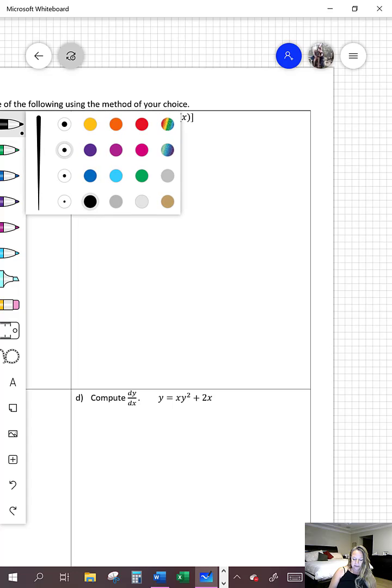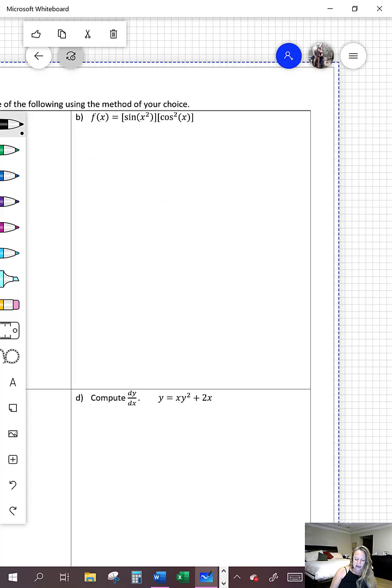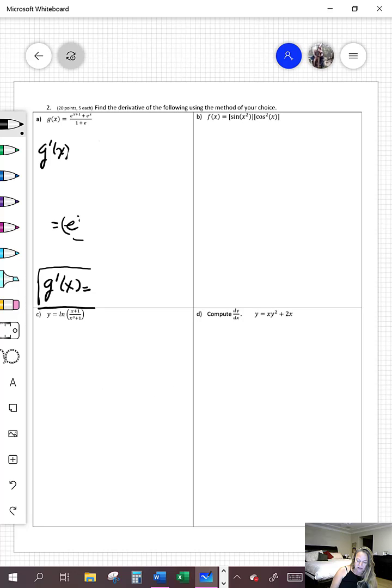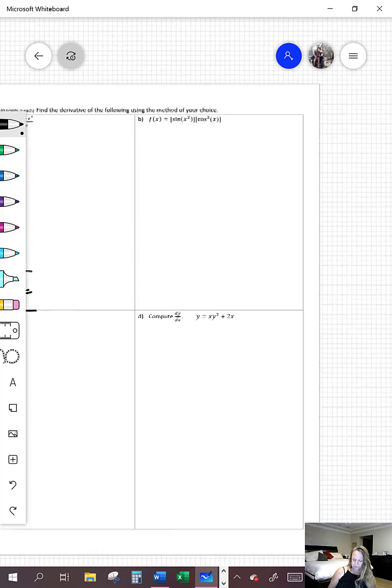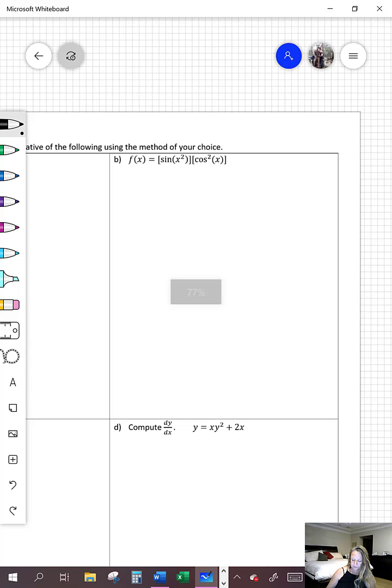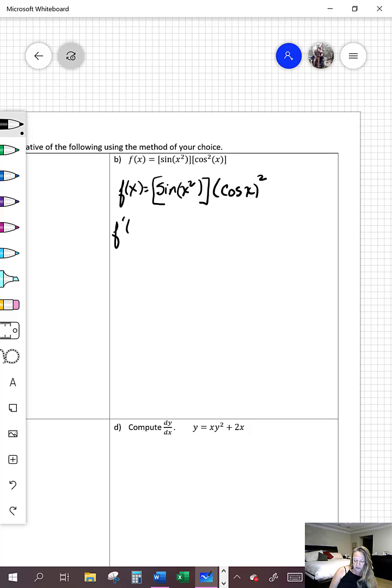And so let's just rewrite this a little bit. This is the same thing as saying f of x is equal to sine of x squared. But this cosine squared of x, that's the same thing as saying cosine of x quantity squared. So I notice when we take the derivative, we're going to have to use the product rule. And within the product rule, we're going to have to use the quotient rule.